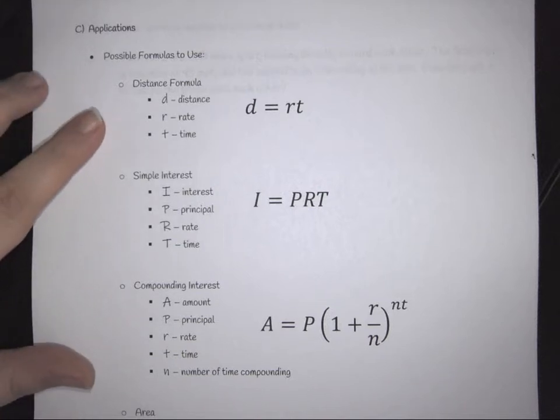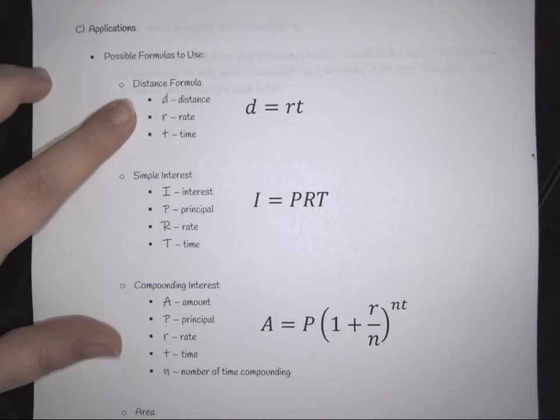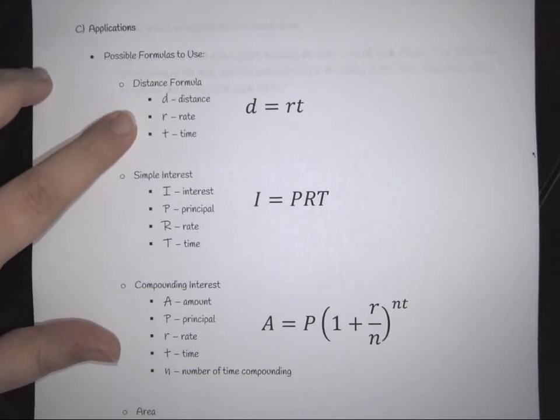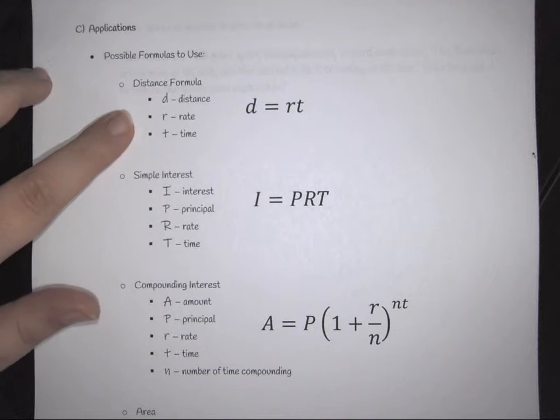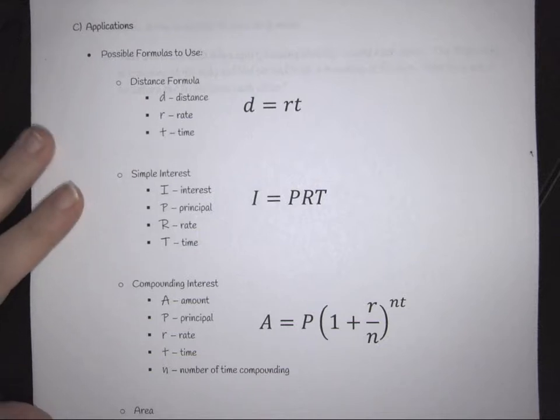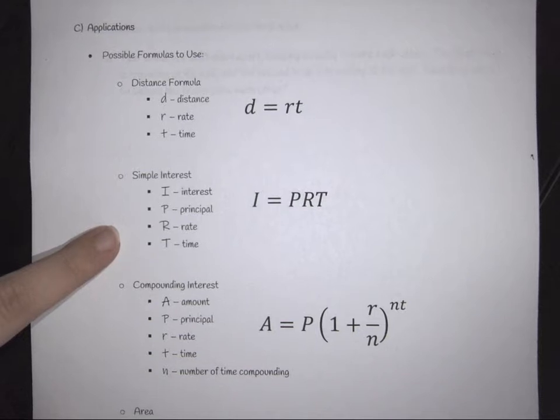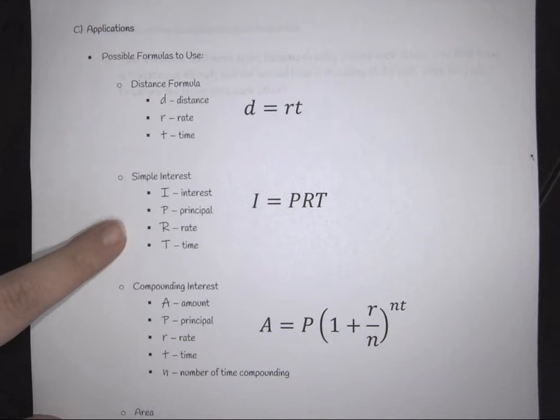We've got the distance formula. So d equals RT. So d is the distance, r is the rate. This is going to be in speed. So we're talking about things like miles per hour, kilometers per hour. You definitely know that you're using a distance formula if your word problem is talking about how fast something is traveling. Then we have simple interest, so I equals PRT. I is your interest, P is your principal, R is your rate, T is your time. And in this case, your rate is going to be a percentage.